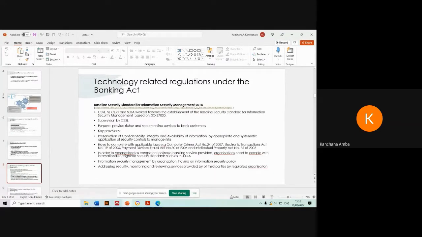The baseline security standards are based on ISO 27000, which is the information security based standard, and the central bank supervises the compliance to the standard, right? So some of the key provisions in this include ensuring that there is preservation of confidentiality, integrity, and availability of information.